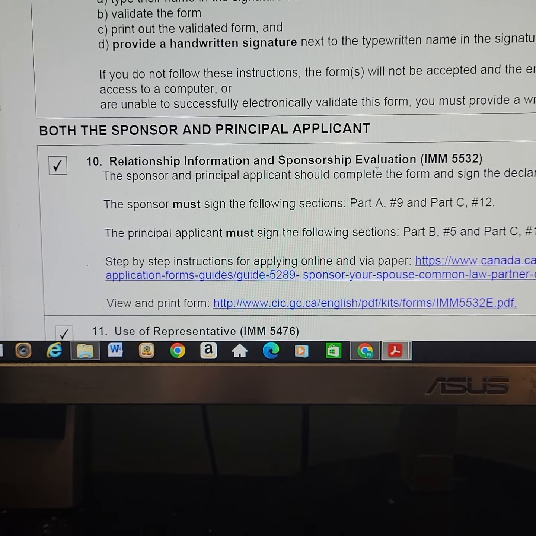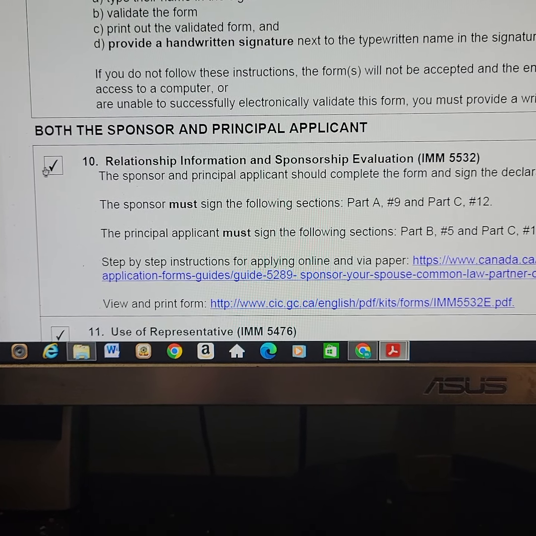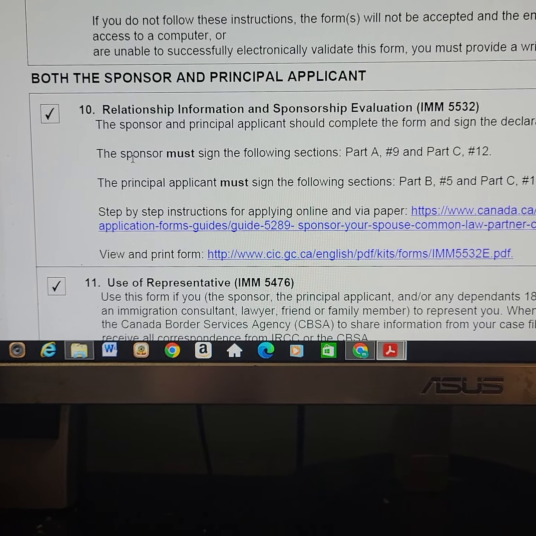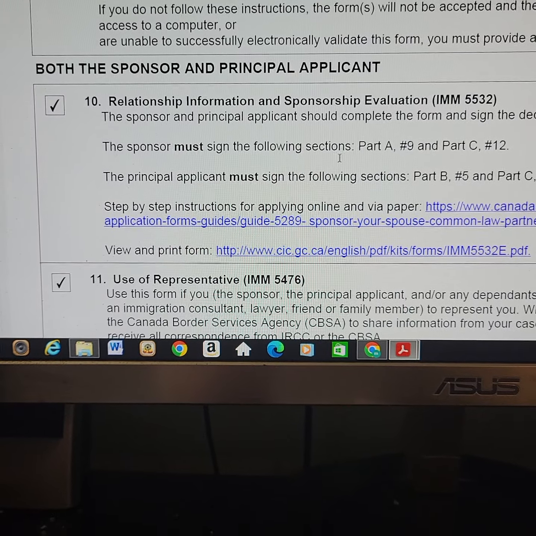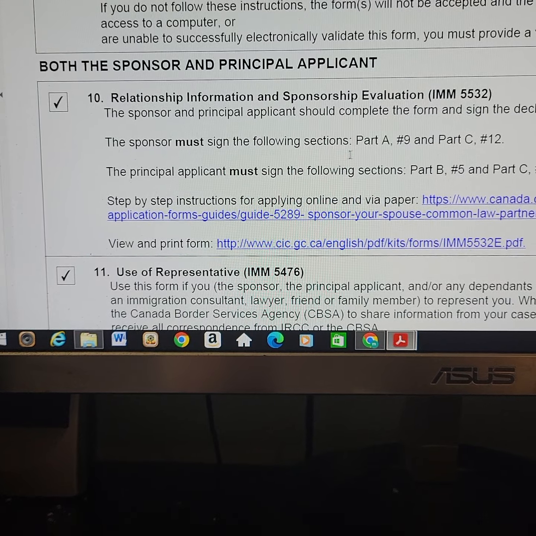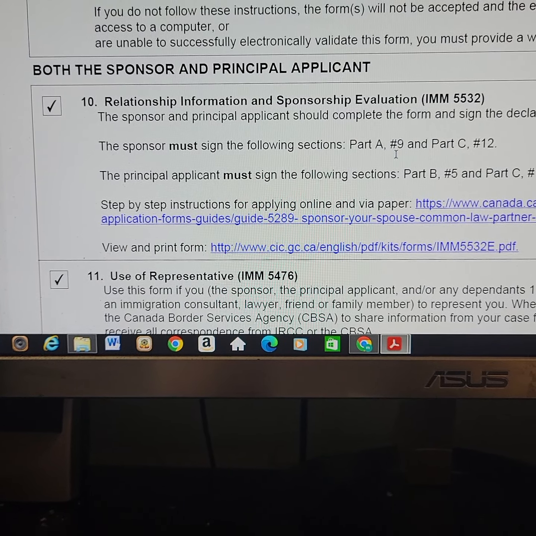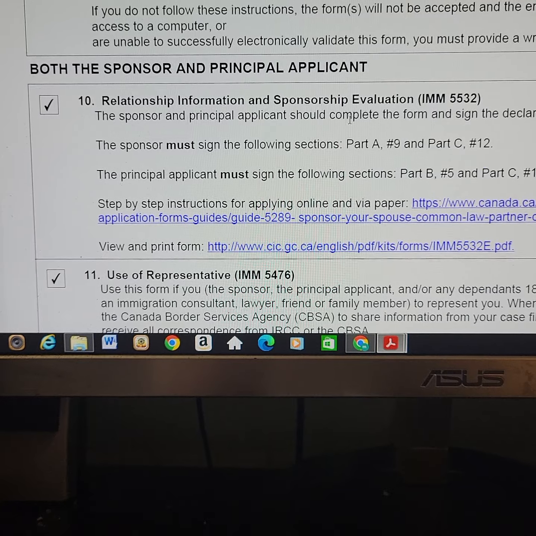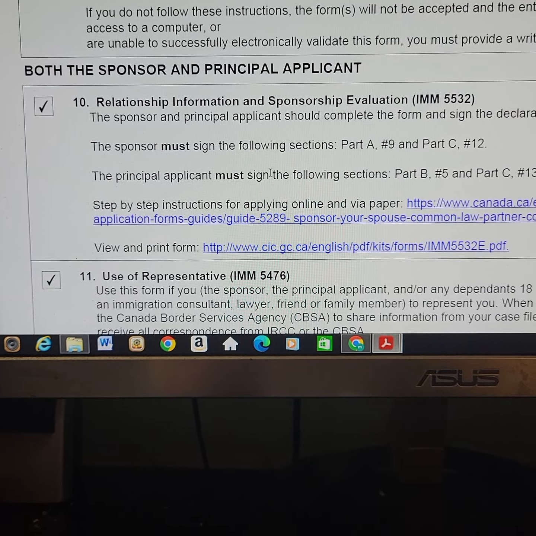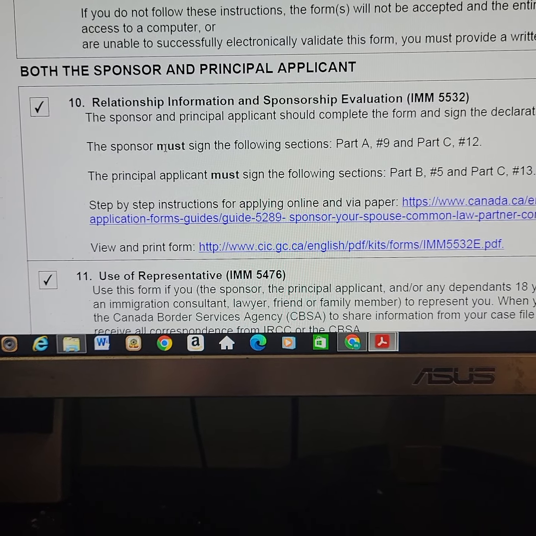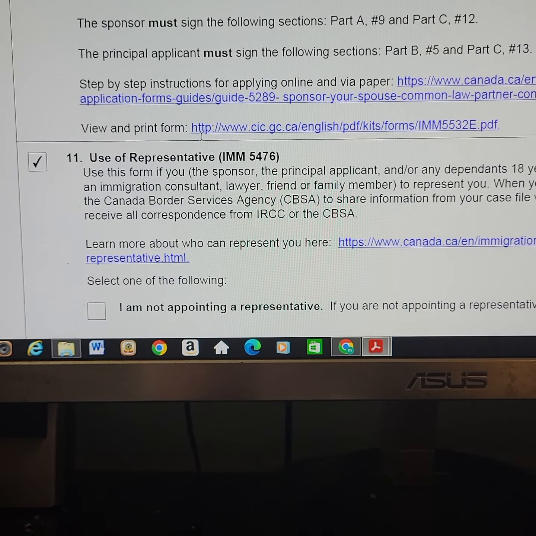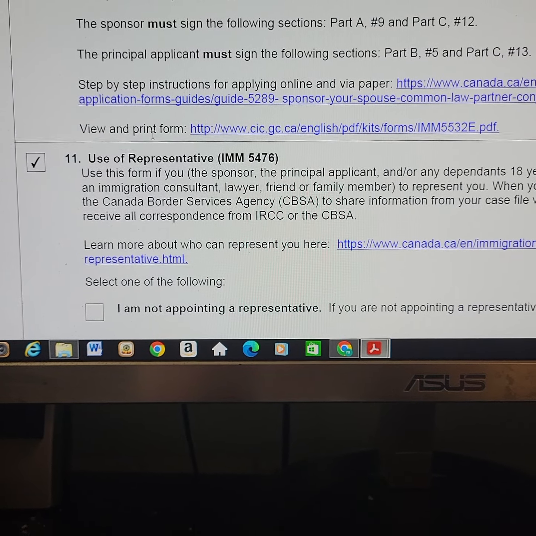Relationship information, sponsorship relation 5532. You check off. Obviously you're going to submit this form, and just read this part very, very carefully, because the sponsor must sign the following sections: part B question 9 and part C question 12. So make sure who is signing what and where. Anyhow, I will be going through each form separately, so you will be seeing what it needs to be filled out, when and where and how.